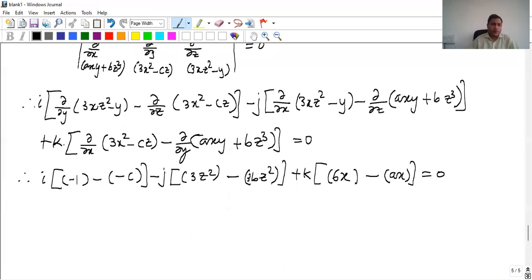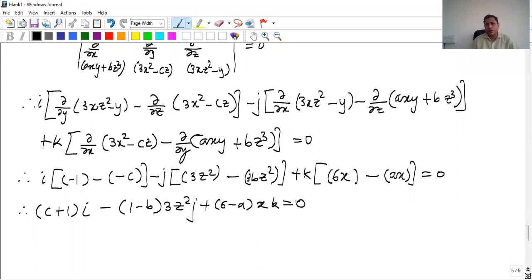Okay, now simplify. So we get here, see, this is -1 and this is c. So c minus 1 i, then 3z square is going to be common. So we can write here 1 minus b, and this is 3z square j, and plus, here we can have x common. So 6 minus a x k, this is equal to 0.